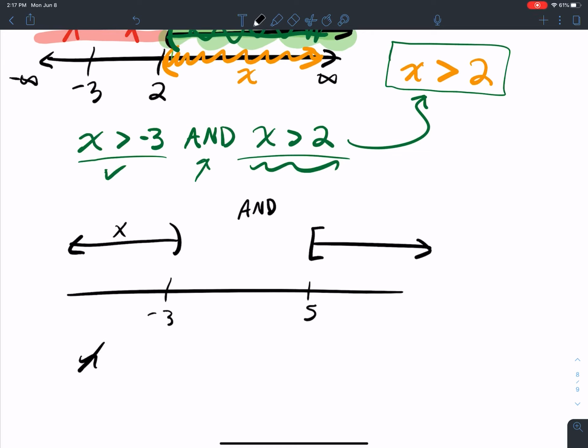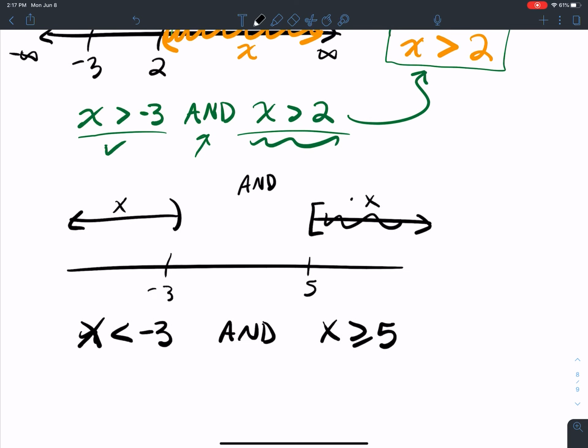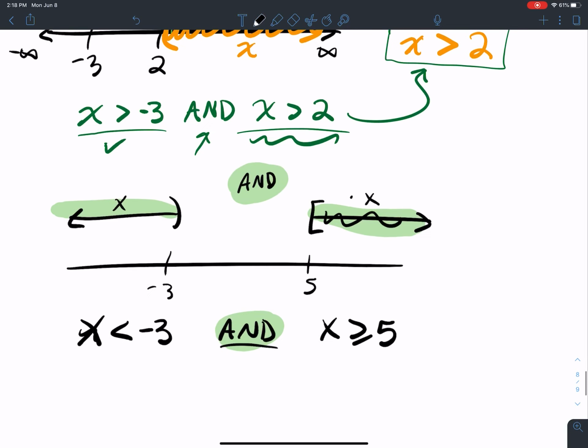Well, x is what? X is less than -3, and x is, well, over here, it's greater than or equal to 5. So is there a number that's both greater than or equal to 5 and at the same time less than -3? There's no number where both of those are true. We don't see any overlaps, okay? So this can never be true at the same time. Therefore, that's a contradiction.